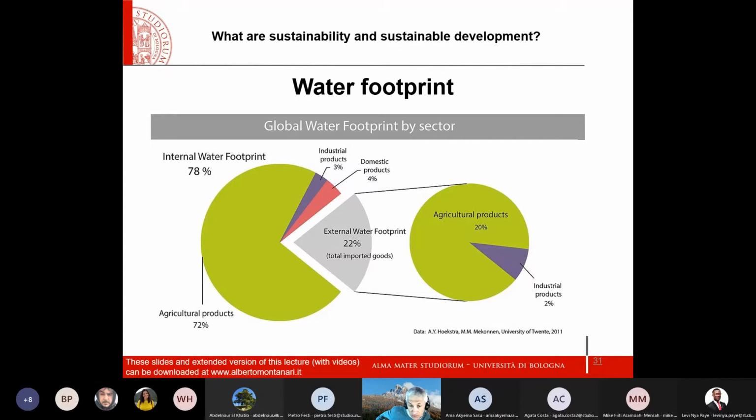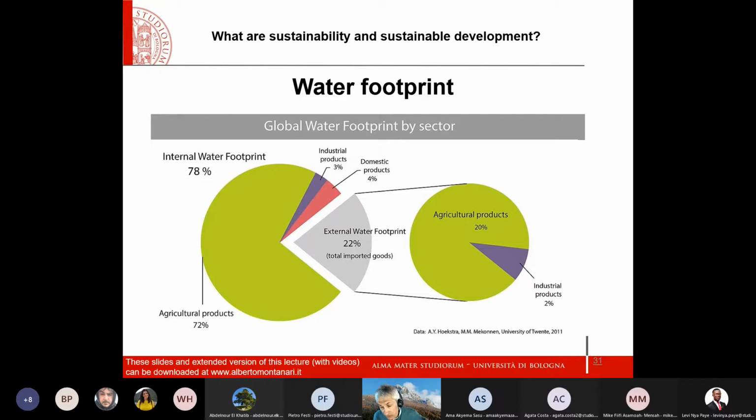If we explode this 22%, we see that it is composed of 20% out of 22 by agricultural products, and the remaining 2% is given by industrial products. So this means that at the global level, we move 20% of the total water footprint, of the total use of fresh water.